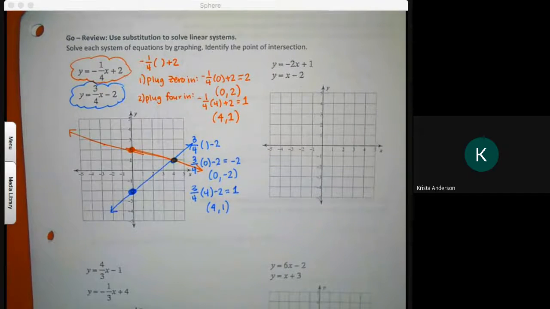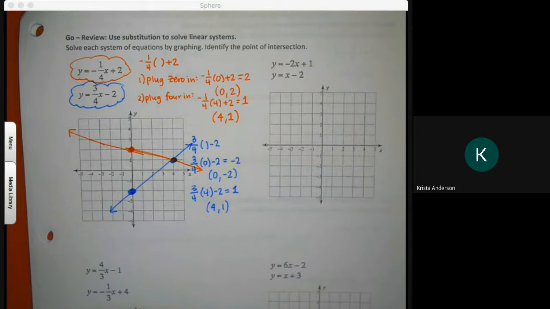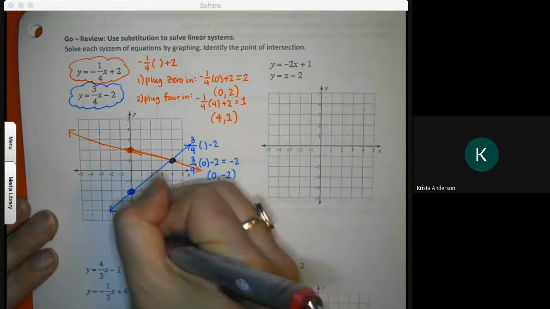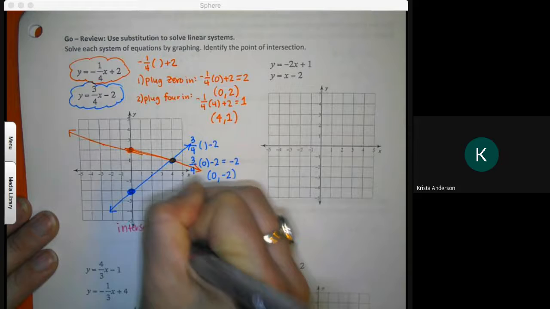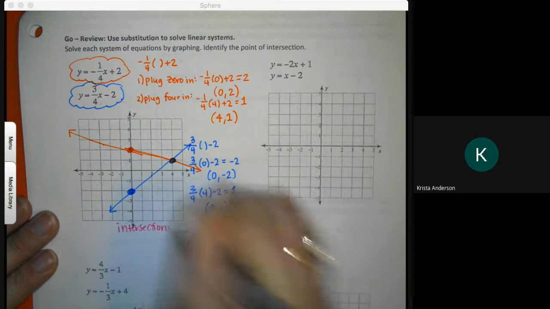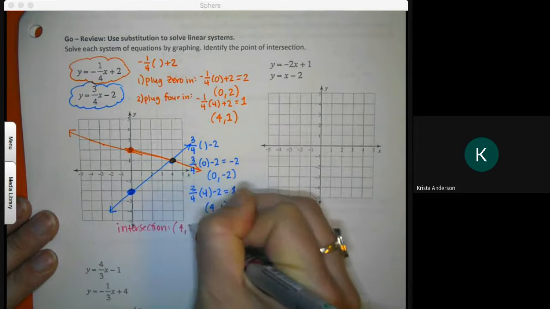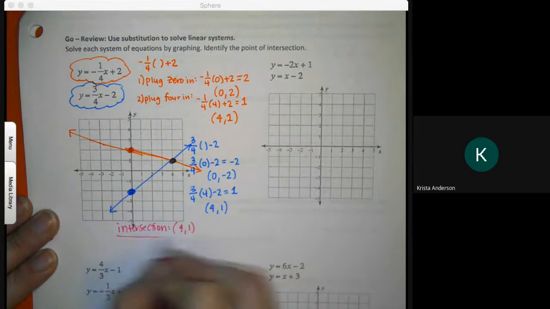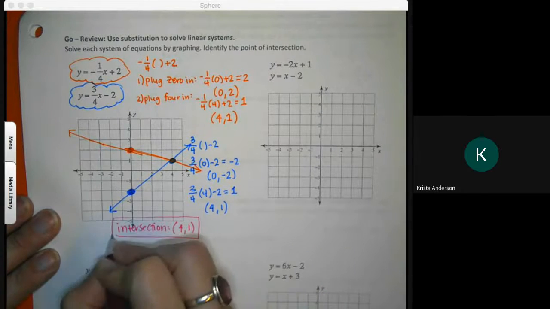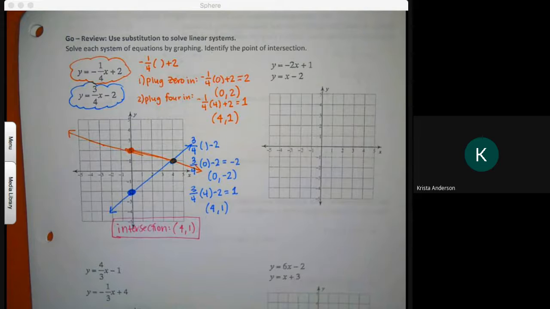What was the intersection? It was at 4. Hopefully this is review. It makes it a little bit easier each time.